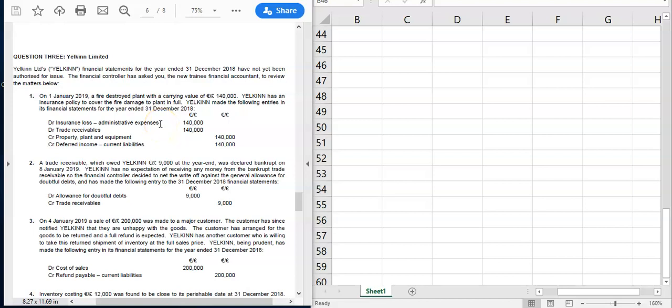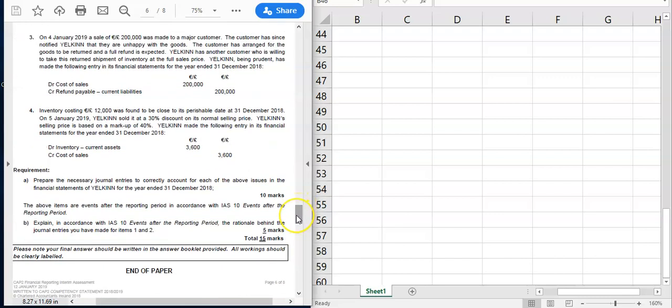This question is looking at January 2019 question 3, focused particularly on IAS 10 standard events after the reporting period and associated journals. So again, I assume you have read through the question. It's quite a tricky question in this paper in terms of provide the necessary journals for each of the 4 items, so 10 marks. And then for items 1 and 2, they want you to explain, given the rationale, using IAS 10. So your ability to understand what IAS 10 concepts are and how they apply to 1 and 2.